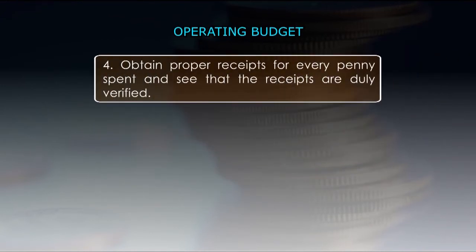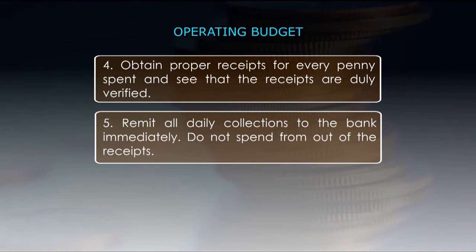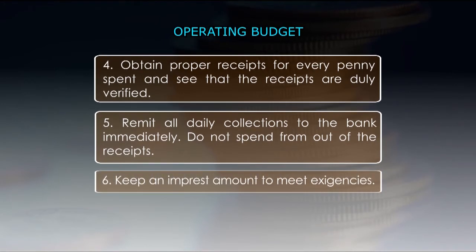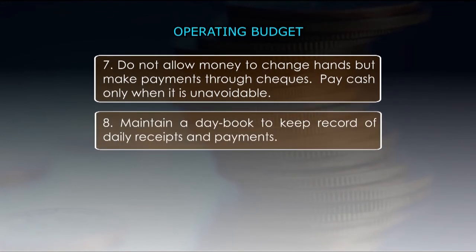Number 4, obtain proper receipts for every penny spent and see that the receipts are duly verified. Number 5, remit all daily collections to the bank immediately. Do not spend from out of the receipts. Number 6, keep an imprest amount to meet exigencies. Number 7, do not allow money to change hands but make payments through checks. Pay cash only when it is unavoidable. Number 8, maintain a day book to keep record of daily receipts and payments.